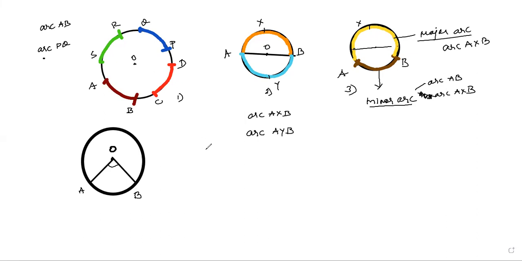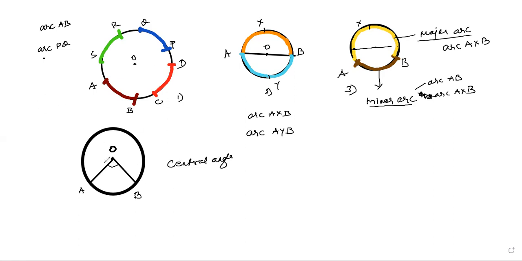Like arc AB is a minor arc. Okay. So first, before that, I should tell you what a central angle is. The angle at the center of a circle is called a central angle. This angle AOB is a central angle.